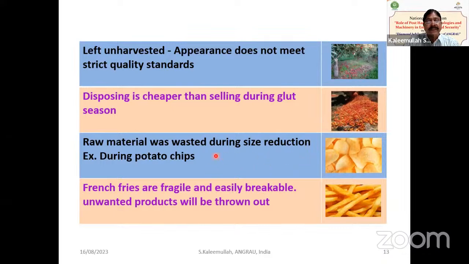And the other wastage is that raw material is wasted during the size reduction operations, especially when we are preparing potato chips or French fries. At that time, a very big potato, or the edges that have a smaller size, will just be thrown away. And like that, we are wasting a lot.